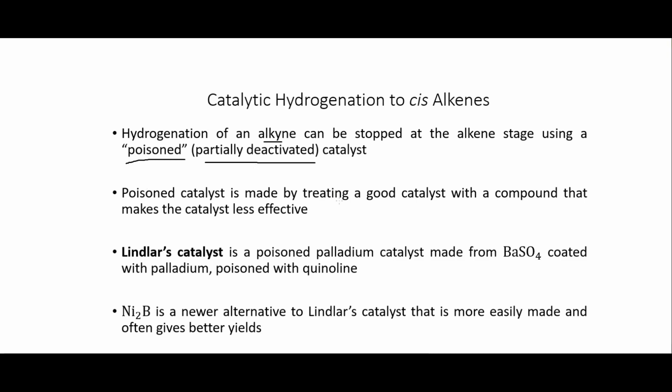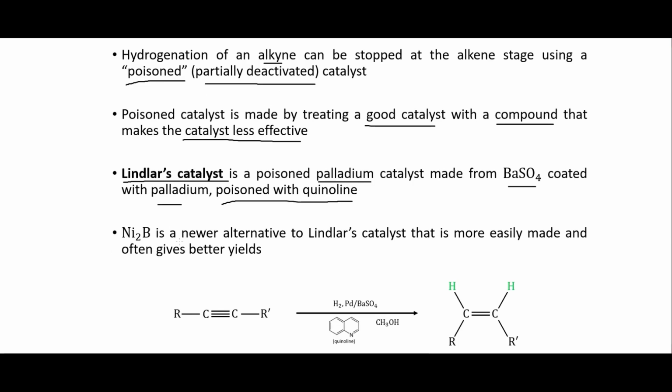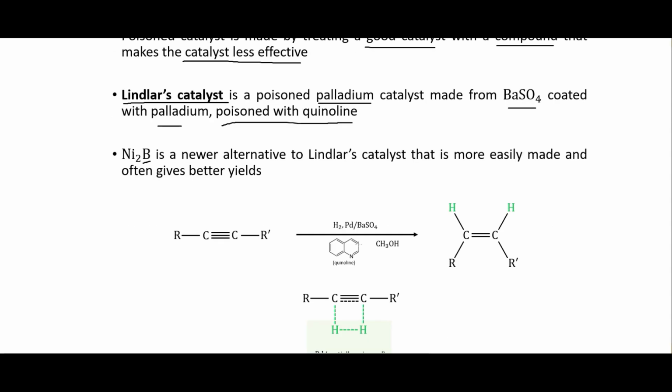A poisoned catalyst is made by treating a good catalyst with a compound that makes the catalyst less effective. For the cis alkenes, we can use what's called Lindlar's catalyst, named after somebody named Lindlar. It's a poisoned palladium catalyst made from barium sulfate coated with palladium, poisoned with quinoline. Nickel boride is a newer alternative to Lindlar's catalyst that is more easily made and often gives better yields, but we'll be looking at this using Lindlar's catalyst.